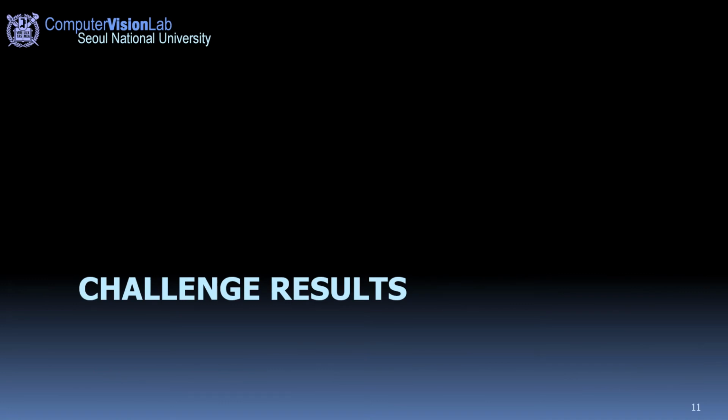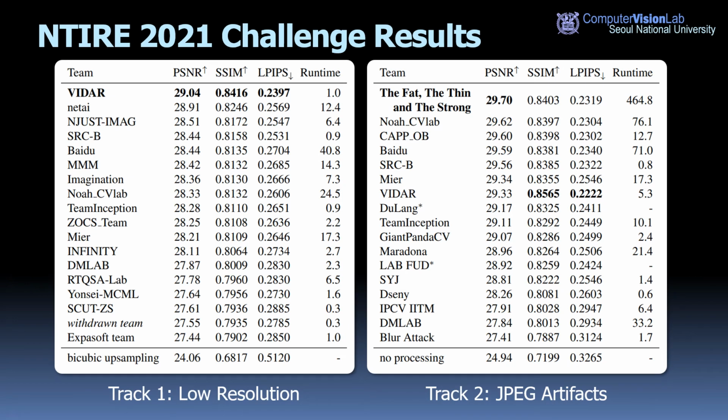Now, let's take a look at the challenge results. Here are the result scores for Track 1 and Track 2. In Track 1, VIDAR team achieved PSNR of 29.04, followed by NetAI and Njust AMOC teams. VIDAR's solution was faster among the high-ranking teams. In Track 2, the fat, the thin, and the strong team showed the best PSNR, while VIDAR team showed higher SSIM and lower LPIPS.